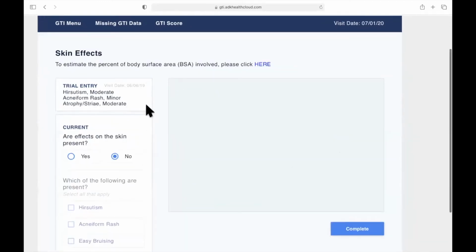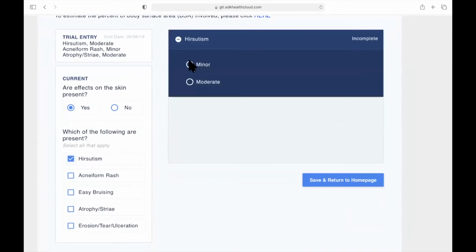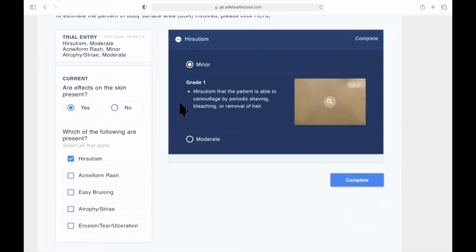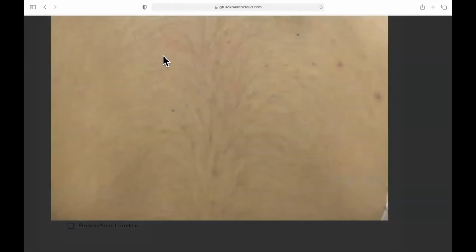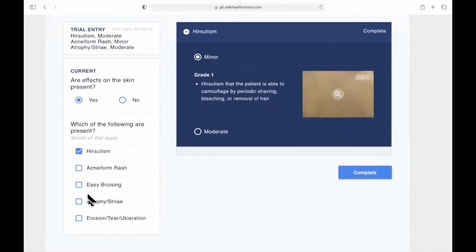Now we move to skin effects. So the patient had lots of skin effects at baseline. In the upper left, you see that there was moderate hirsutism, there was a minor acneiform rash, and there were striae that were moderate. There are skin effects now at follow-up. The hirsutism has improved. It is now only minor. And the definitions, again, of each of these grades is included in the app to facilitate rigor. You can blow up some of these images. Acne has actually resolved. The striae remain moderate.